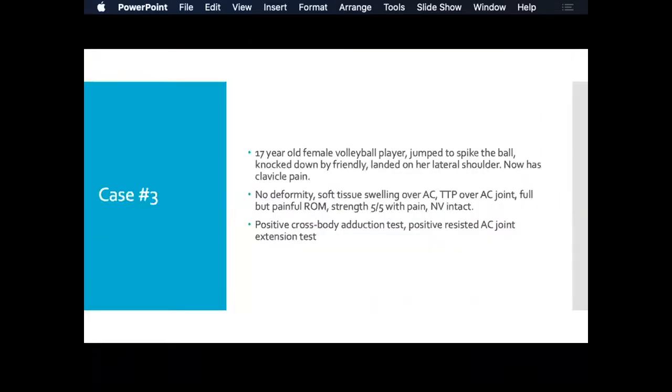Case number 3. A 17-year-old female volleyball player jumped to spike the ball, was knocked down by friendly fire, and landed on her lateral shoulder. Now she has clavicle pain. She has no deformity. She has soft tissue swelling over the AC. She's tender over the AC, full but painful range of motion, strength 5 of 5 with pain, neurovascular intact. She has a positive crossbody adduction test and a positive resisted AC joint extension test. So obviously this is AC joint sprain.